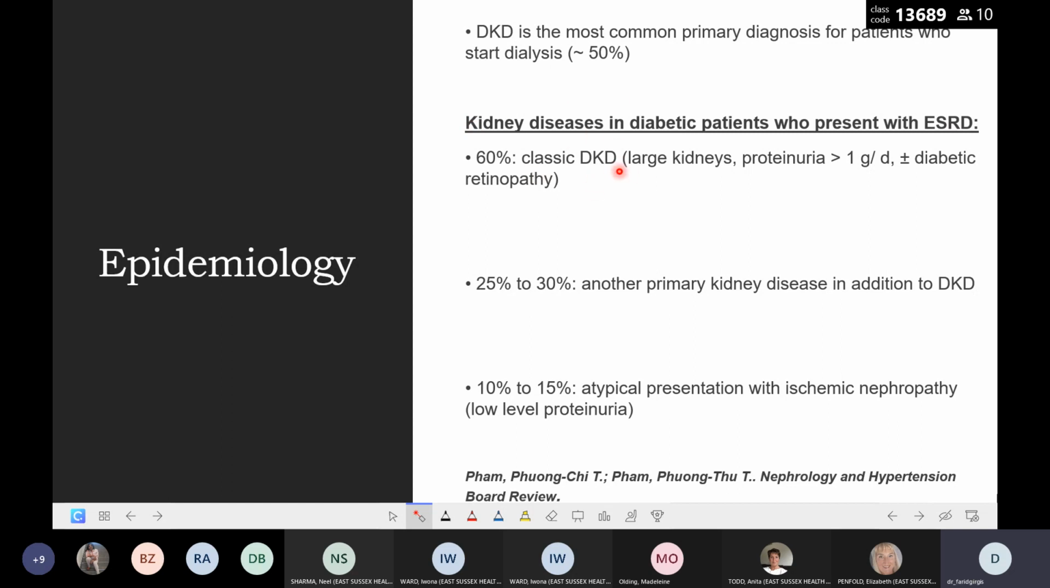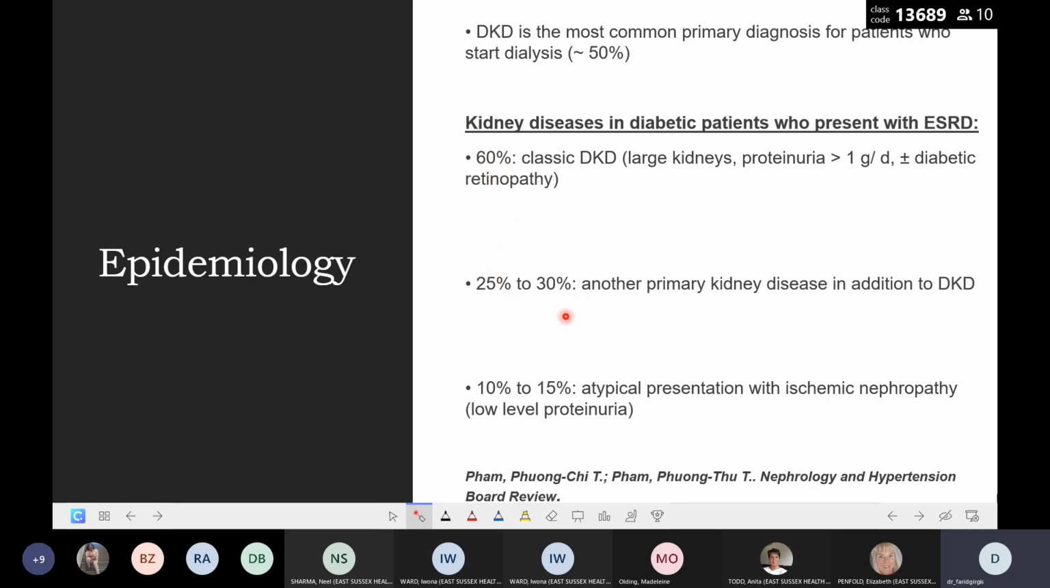classic diabetic kidney disease. You find large kidneys due to the hyperfiltration. You find proteinuria more than 1 gram per day. You find plus or minus diabetic retinopathy. Okay, this is the classic picture. And usually diabetic retinopathy is correlated to the nephropathy because they are microvascular diseases. So when diabetes affects the retina of the eye, causing retinopathy, it affects the kidney as well. So when you have retinopathy, most probably what's happening with the kidney is diabetic nephropathy at the same time. So they are 60% of the patients.